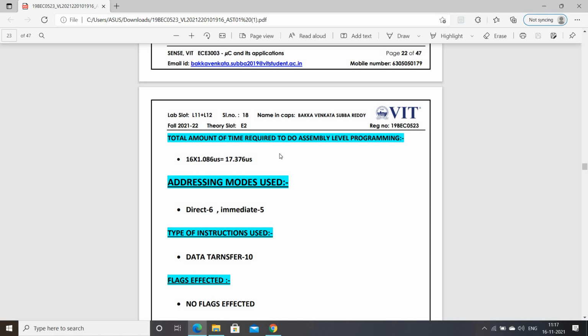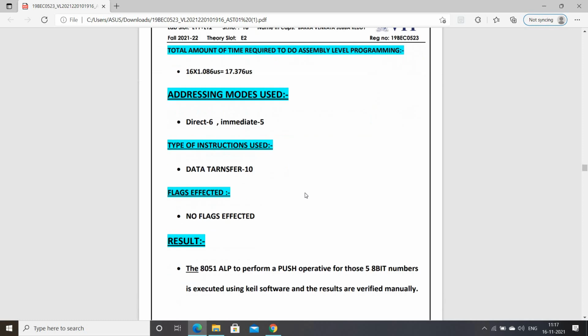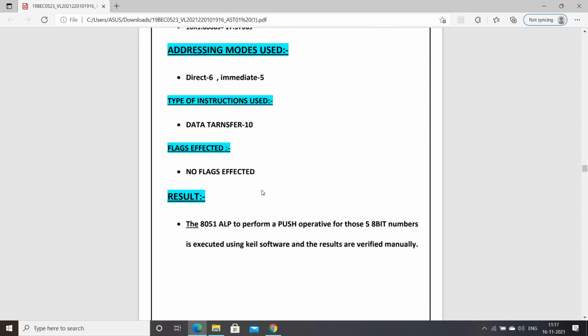The total amount of time required to do assembly level programming is 17.376 years. Addressing modes used are direct 6 and immediate 5. Types of instruction used is data transfer 10, and no flag is affected actually. So this is the result.